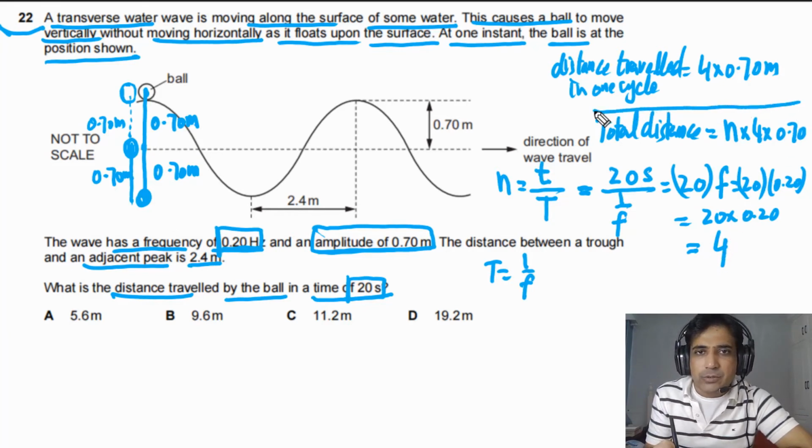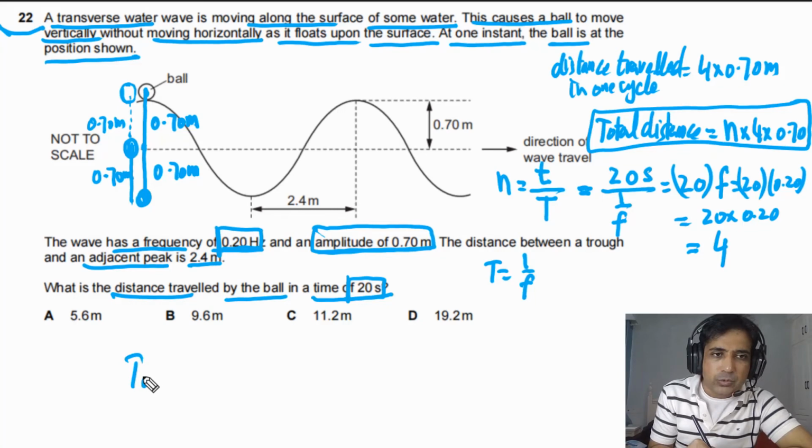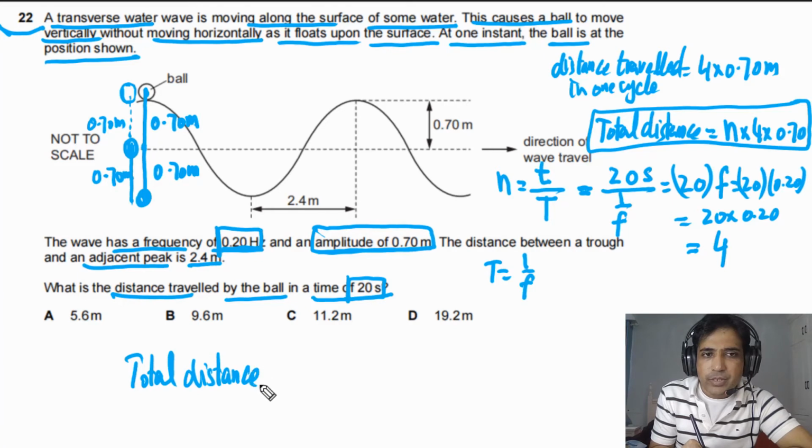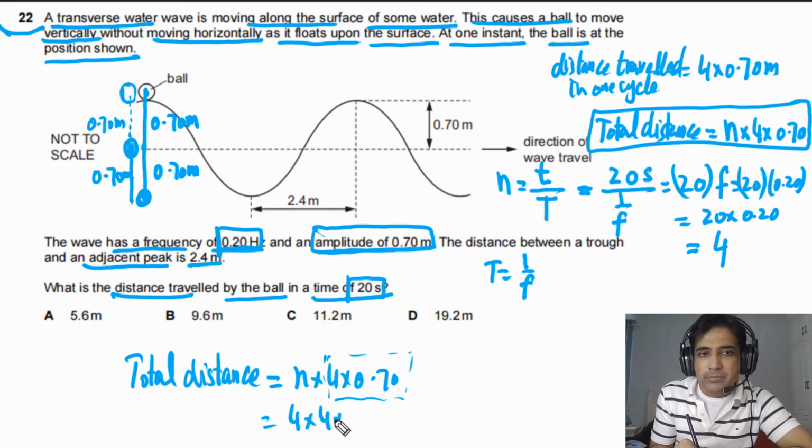We need to find the total distance traveled. The total distance traveled will be equal to n times 4 times 0.70. This is the distance traveled in one cycle, and we multiply it by the number of cycles, 4 times 0.70. So the final answer in this case will be 11.2 meters. So the answer for this question is C. C is the right answer.